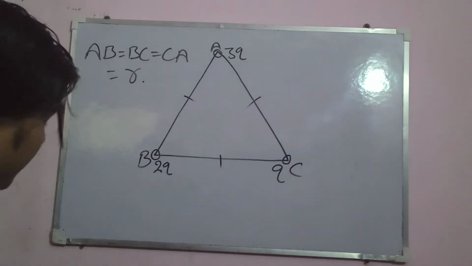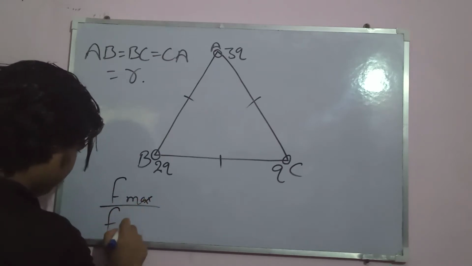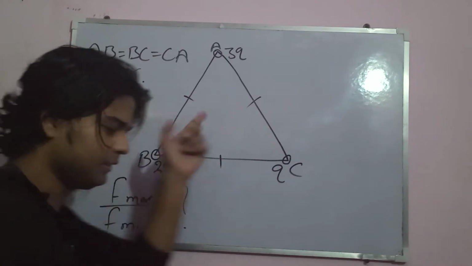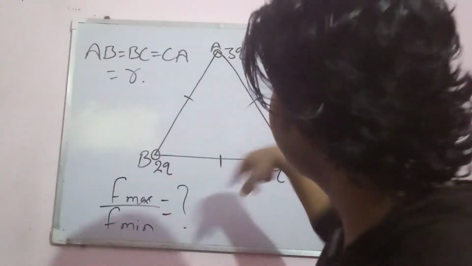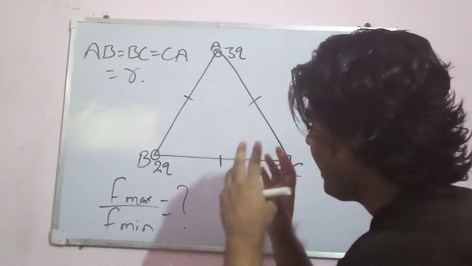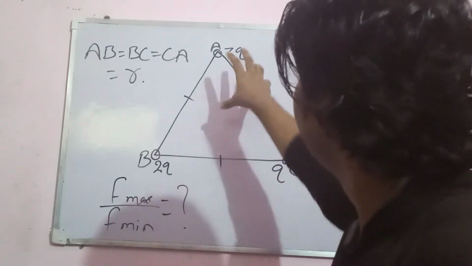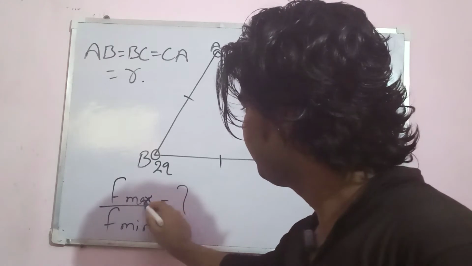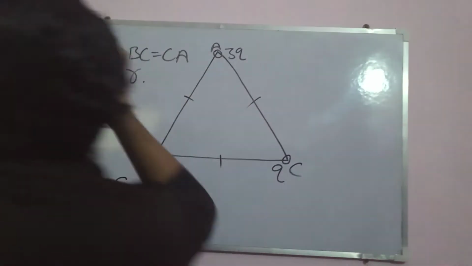Now, what I have to find in the question is the ratio of maximum force to minimum force in this setup. We have to find in the question where the electrostatic force is maximum, and which charge is experiencing the minimum force, and I have to find that ratio. So my job is to start with the question.